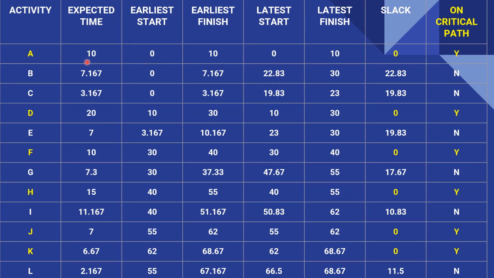So here, the earliest finish EF minus LF is 0, so our slack is 0 for A. For B it is 22.83, and for C 19.83, D 0. So which activities have no slack? F, 0, H, 0, J, 0, K, 0. So our critical path is A, D, F, H, J, and K.